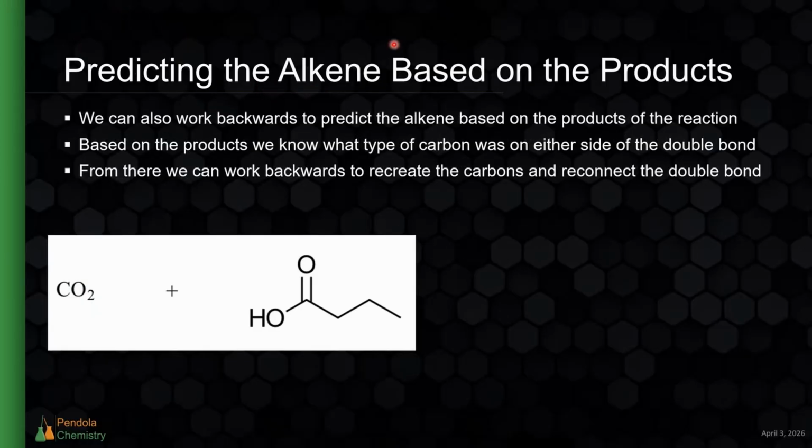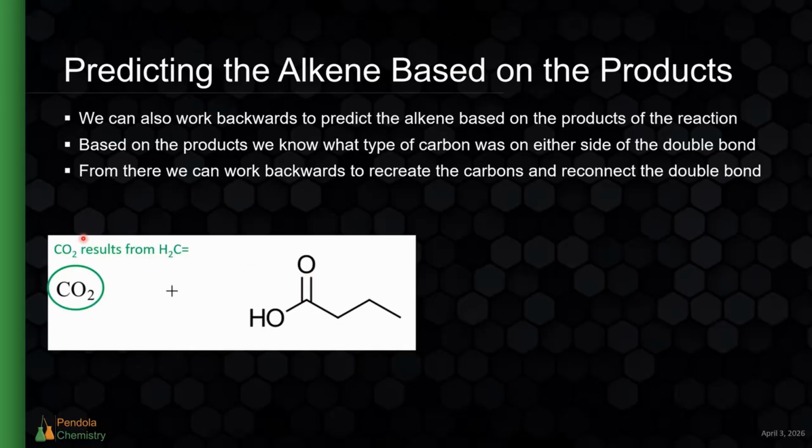So to predict the alkene that gives us 2 products, imagine we are told we get an alkene reacting with hot concentrated potassium permanganate, and we are going to make carbon dioxide and this carboxylic acid out of it. Then we just think backwards, right? We work from the products backwards. Based on the products, we know that the carbon on either side of the double bond is the one where the double bond was originally made.